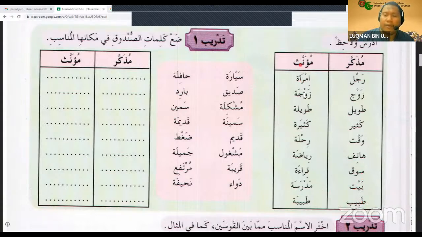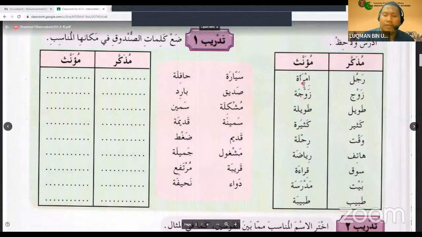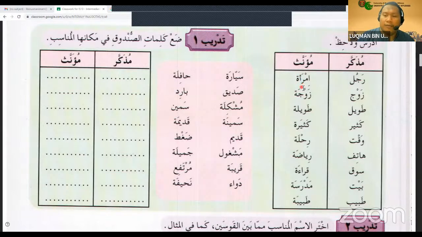Now for muannath, imra'atun, woman. Zawjatun, wife. Tawilaton, tall, feminine form. Kathiratun, plenty, feminine form. Rehlatun, trip, a short travel trip. Riyadatun, sports. Qira'atun, reading. Madrasatun, school. Tabibatun, female doctor.